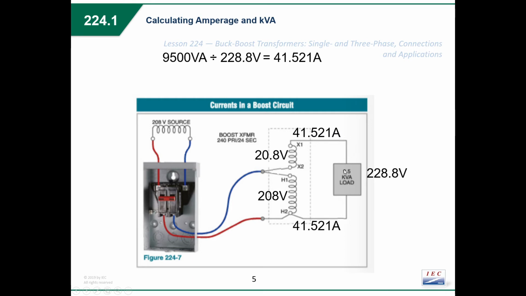There's only one path for current to flow. In spirit, it's a series circuit. In a series circuit, your amperage is equal everywhere, right? So we have the same amperage flowing all through this guy.